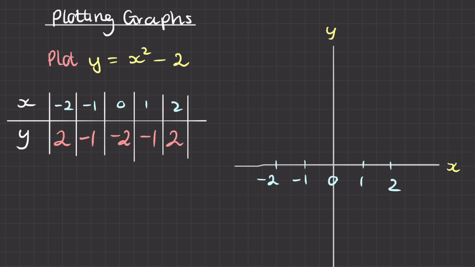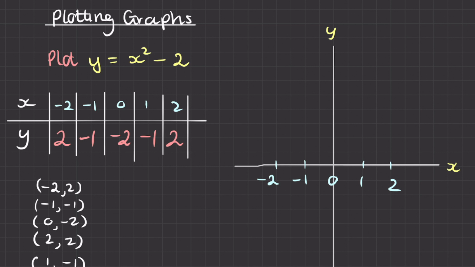Right, so these are our coordinates that we're plotting. The first one there is -2, 2. Then we've got -1, -1. Then 0, -2, and 2, 2. These are the coordinates that I'm going to plot on my graph. Hang on a minute, what have I missed here? Oh, I've missed off one of them. I'll put it in at the end here: 1, -1. Yeah, there we go. Five coordinates there for me to plot.